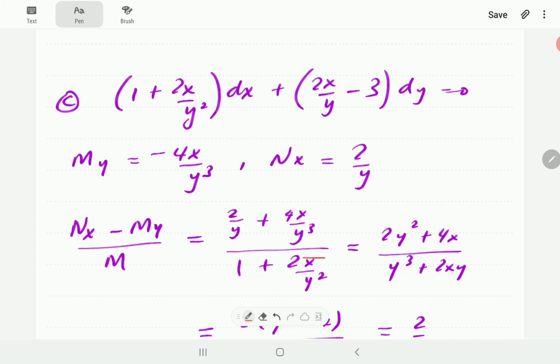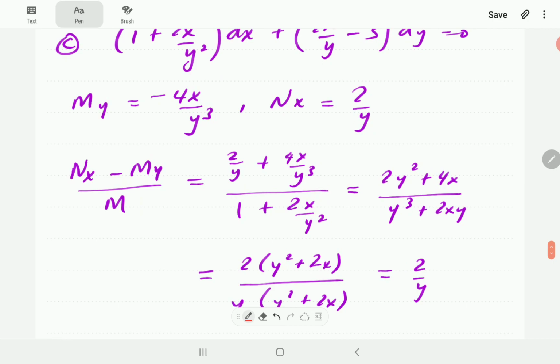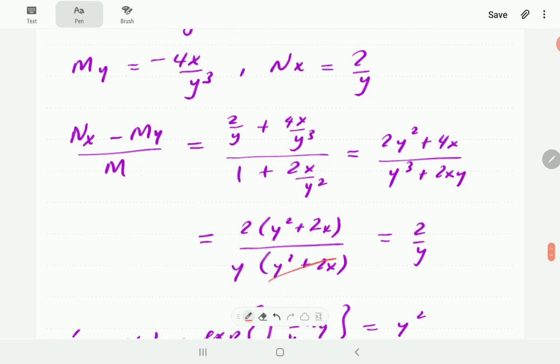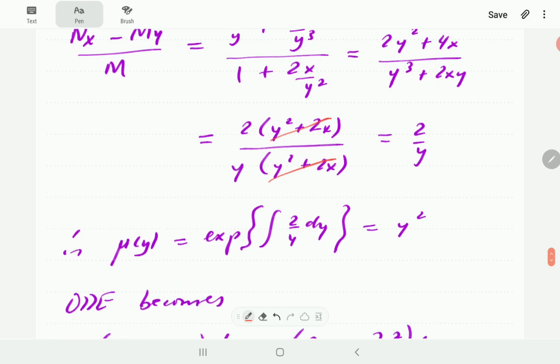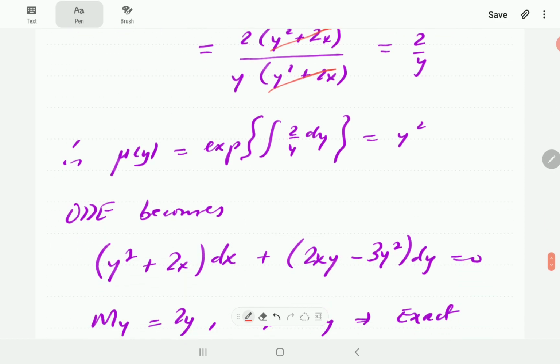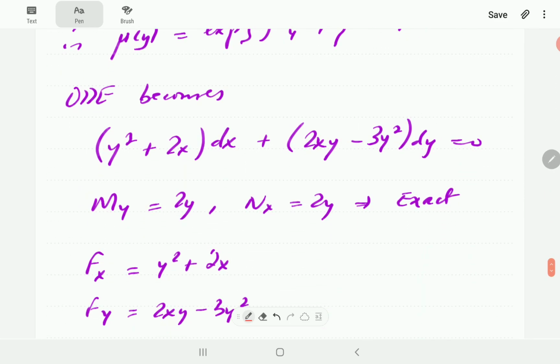Multiply through everything by y cubed gives us these two terms, and then if you factorize, then you can see that this term is going to cancel out, so we've got 2 over y, so that is a function of y only. So this tells us that the integrating factor is going to be y squared. So multiply the ODE by y squared. This is the new ODE we get, which is such that my equals nx. So this now is exact.